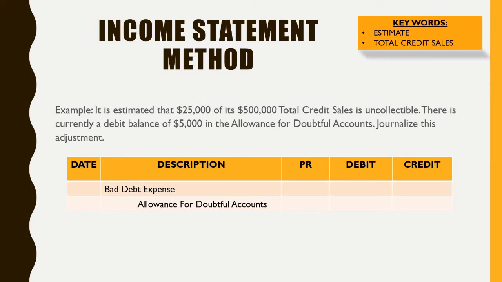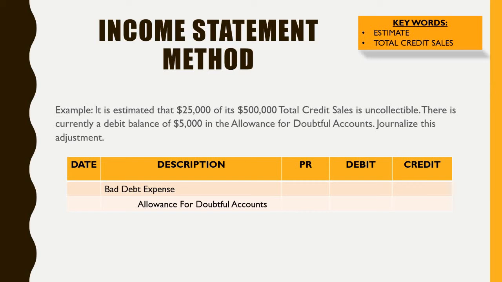So in this case, if we're going to use the income statement method, this is all you need to look up for. You just need to recognize the estimated amount. And if you see the words total credit sales, you stop there and just take the estimated amount. So, example again: it is estimated that $25,000 of its $500,000 total credit sales is uncollectible. There's currently a debit balance of $5,000 in the allowance for doubtful accounts. So how do we journalize this adjustment?